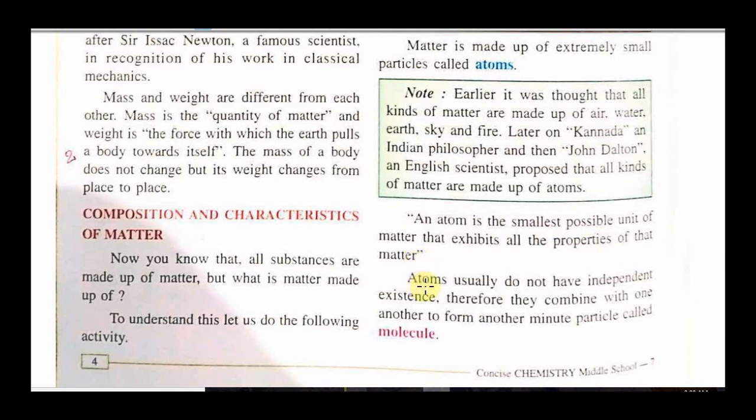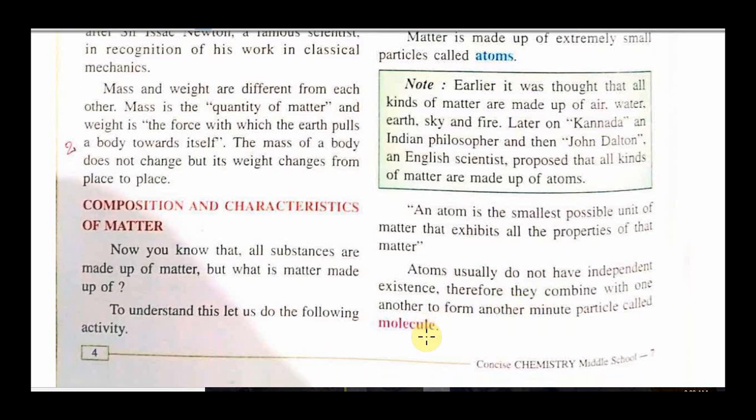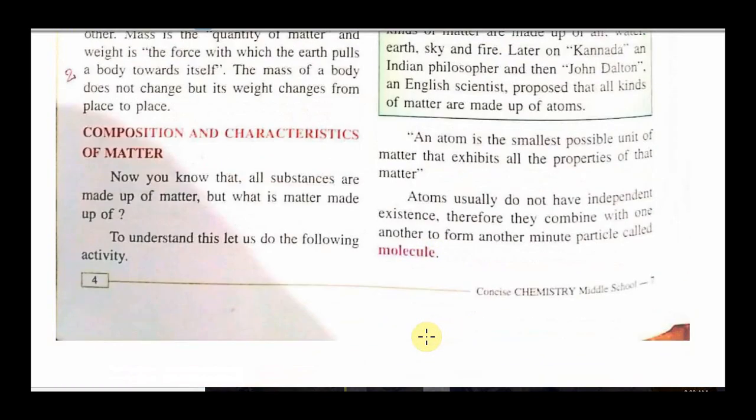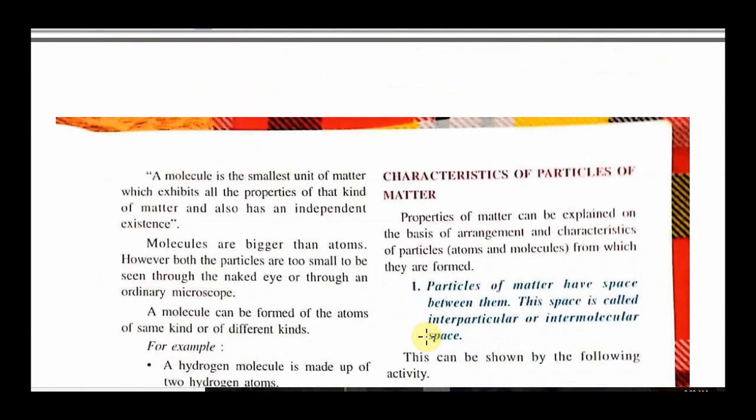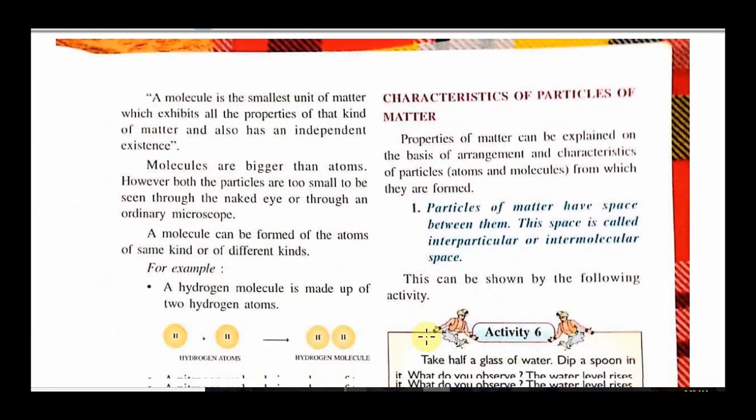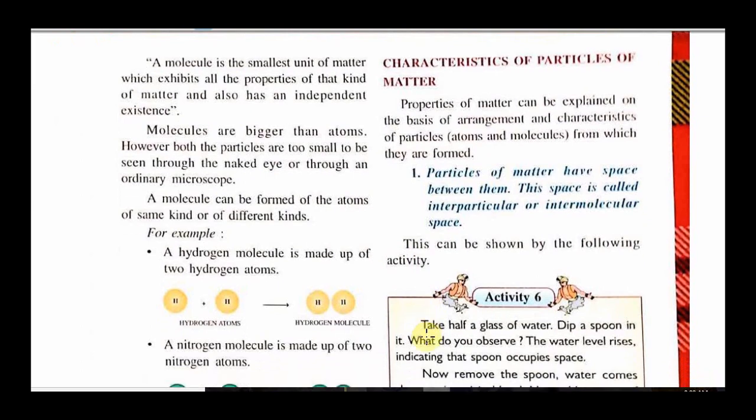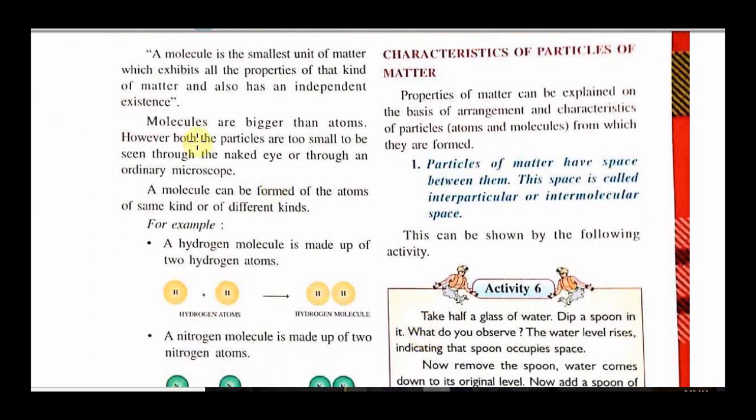Atoms usually do not have independent existence, therefore they combine with other atoms to form a bigger particle, which is called a molecule. Now go to another point. We will see the next point, the definition of molecule. As we have seen, an atom is the smallest part and more atoms combine to form a molecule.